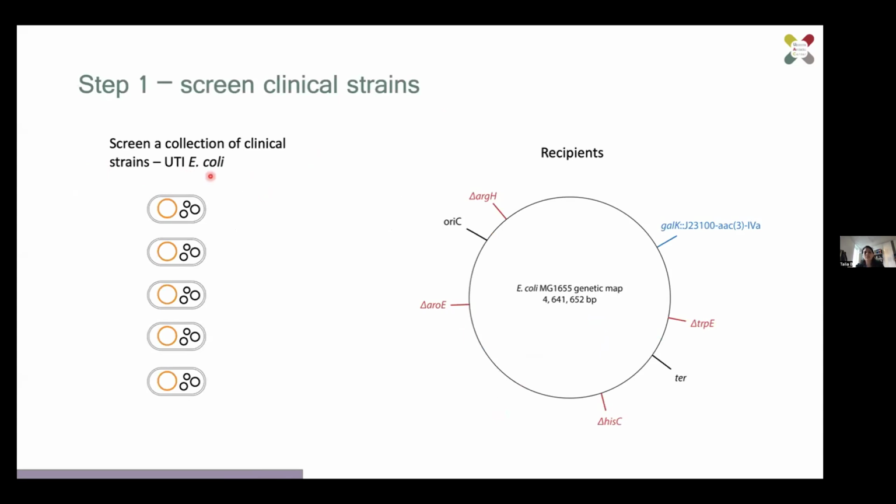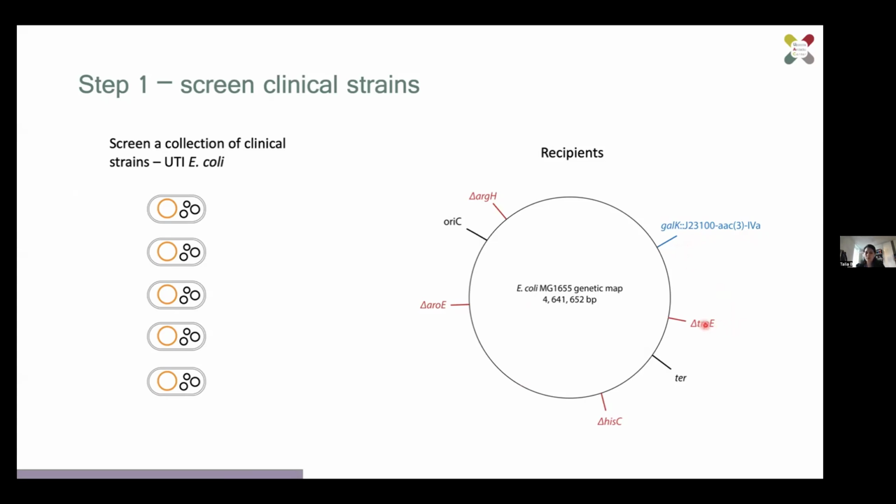So to answer all of these questions, we started by doing a screen of a collection of clinical strains. All of these clinical strains were E. coli coming from UTI infections. And we were going to test all of these as possible donors of chromosomal DNA. And then as recipients, we used a lab strain, also an E. coli. But this is a strain that we engineered in the lab, and we inserted this gene here. This will give it resistance to the antibiotic apramycin.